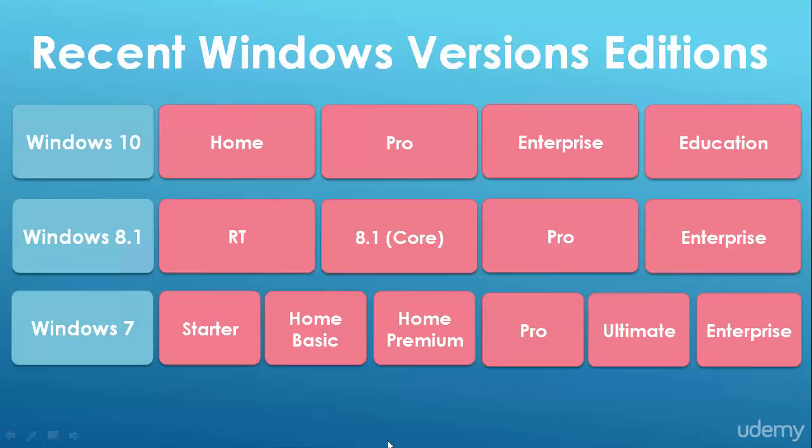Windows. As we see, Windows 7 came in 6 different editions, each with less or more features than others. We had the Starter, Home Basic, Home Premium, Pro, Ultimate, and Enterprise editions.